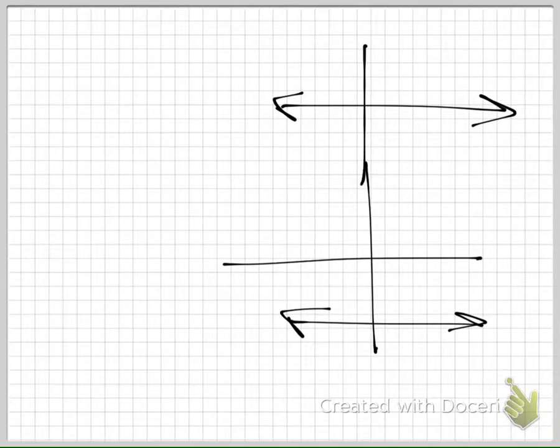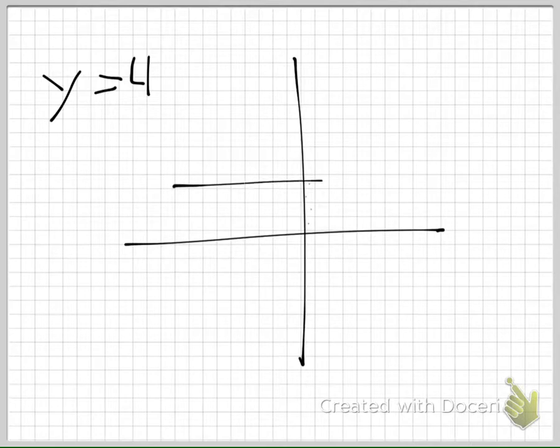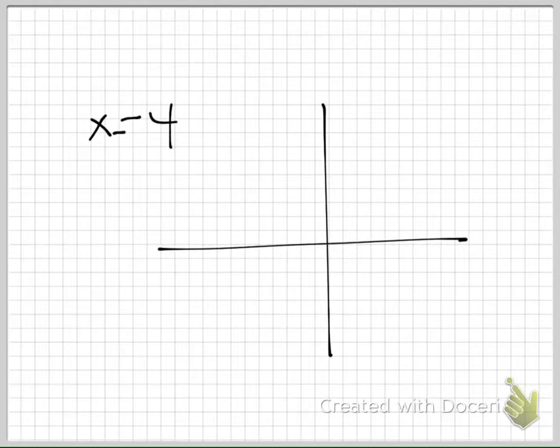Y equals looks like this, right? X equals looks like this. So it's the opposite. So if I said graph y equals 4, you're going to go up here and go 1, 2, 3, 4, and there's y equals 4. If I said graph x equals 4, you're going to go 1, 2, 3, 4, and it's going to be right here. That's x equals 4. You just have to memorize that. Is that hard arithmetic? No, it's not arithmetic at all. You just have to memorize that.